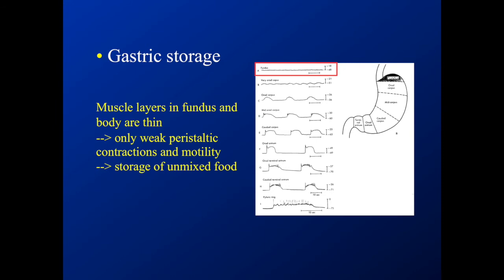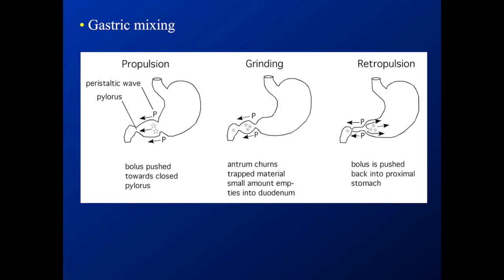Gastric storage is mainly due to expansion of the fundus. The muscle layers in the fundus are thin, and there are very, very weak peristaltic contractions or motility, and so the fundus is really the part of the stomach that's involved in storage of unmixed food.